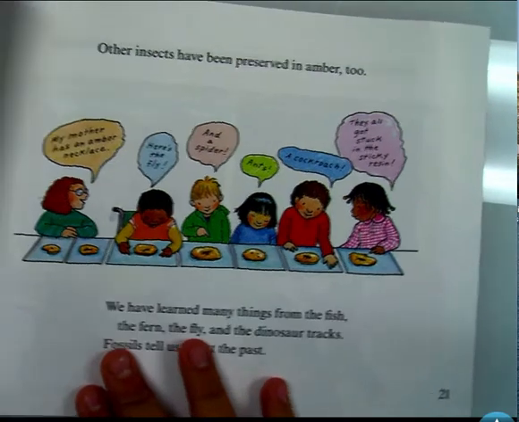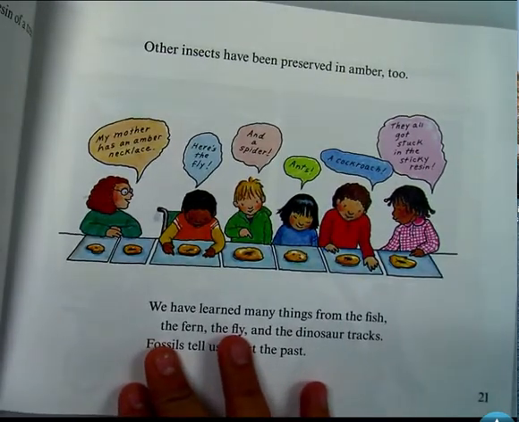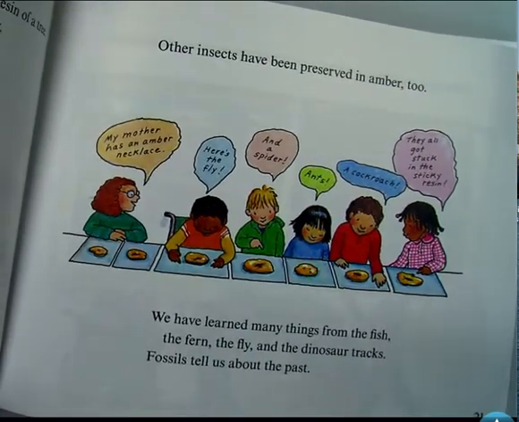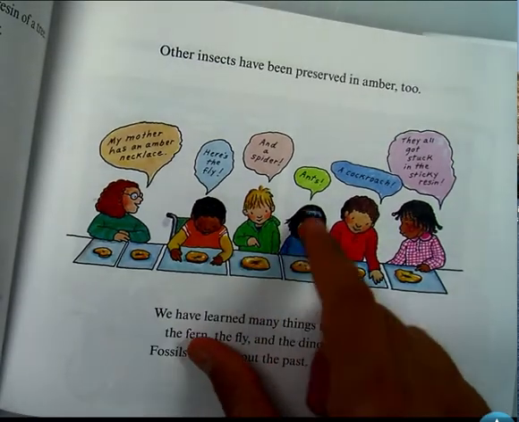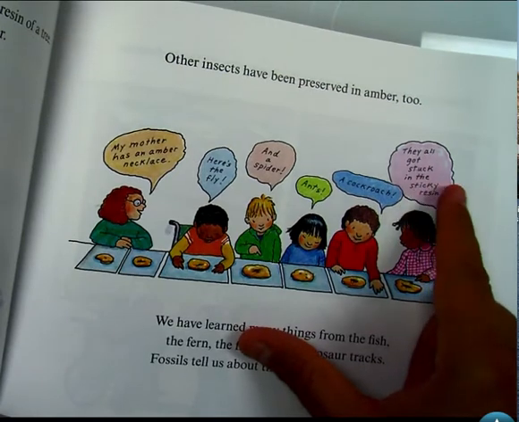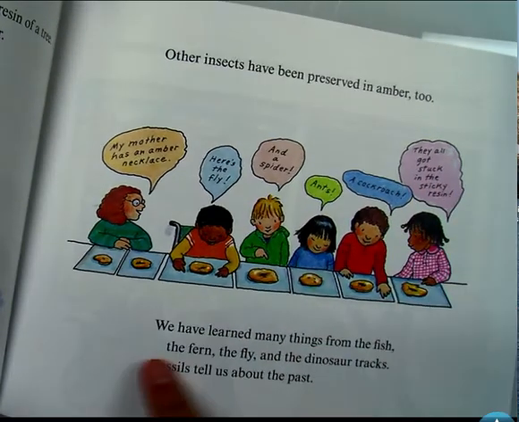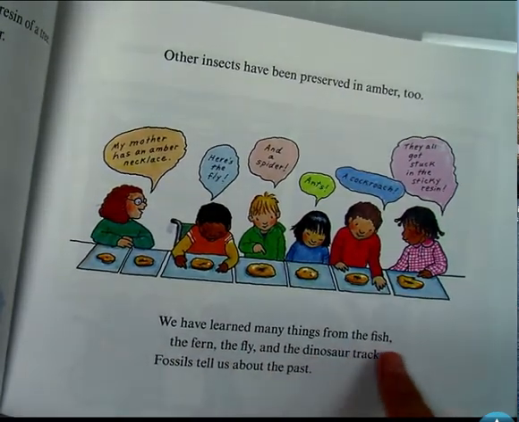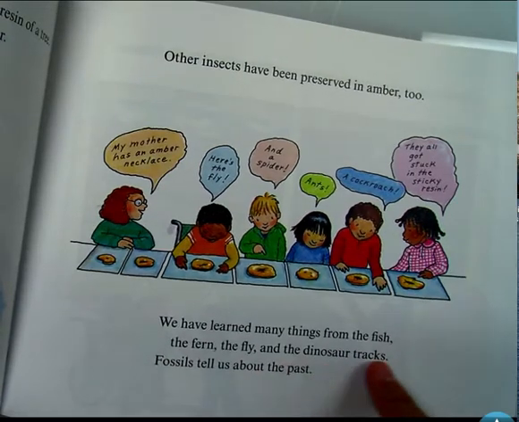Other insects have been preserved in amber too. My mother has an amber necklace. Here's a fly and a spider, ants, a cockroach. They all got stuck in the sticky resin. We have learned many things from the fish, the fern, the fly, and the dinosaur tracks.